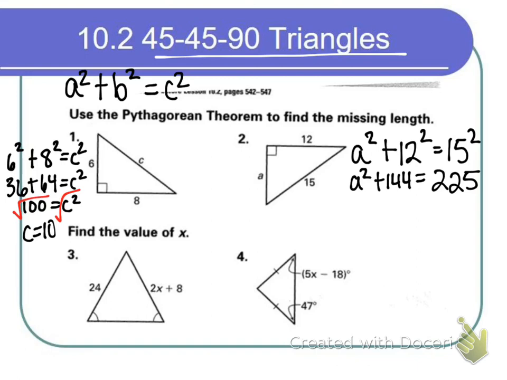All right, what do we need to do to get A alone? Subtract 144. What do we get for A squared? 81, and then square root. What do we get for A? 9. Good.